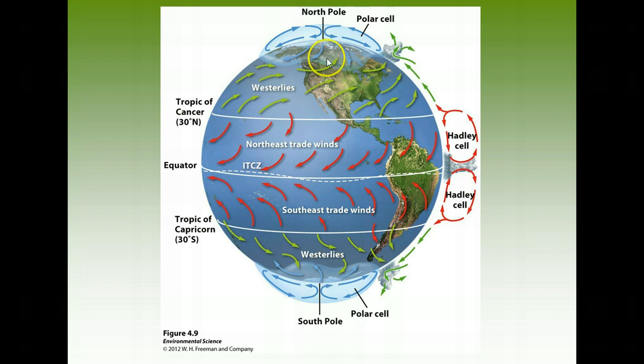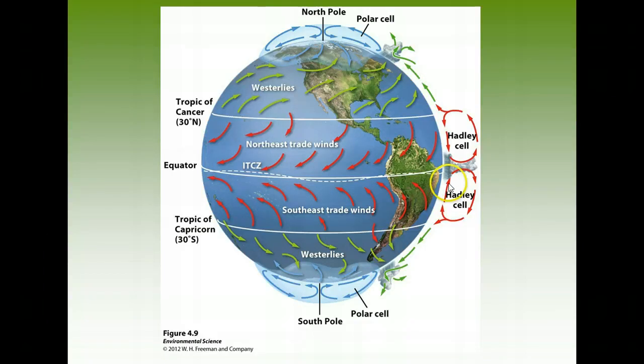So in between there, I mentioned that in between the Hadley cells and the polar cells, there would be this mixture of cold air from the poles and warm air from the tropics. And as that's mixing, plus you have the rotation of the Earth, it will cause you to have these westerlies and these easterly trade winds. So next time you're watching the national weather, see which direction those storms, or a cold front, are coming from. You will notice that they come from the west.